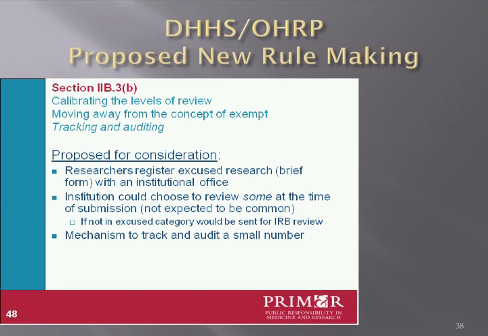Researchers would register with an institutional office, but they say it doesn't have to be the IRB. Maybe it should be Julie Guevara's. Maybe it should be Donna Marcus in General Counsel Office under compliance. You just register with the university and then you file these excused research projects with that office. And at some point they might review some of them at the time they come in, which is not expected to be common, and then you audit them, a small number of them, after the fact at some point. Okay, and that's all you got to do.